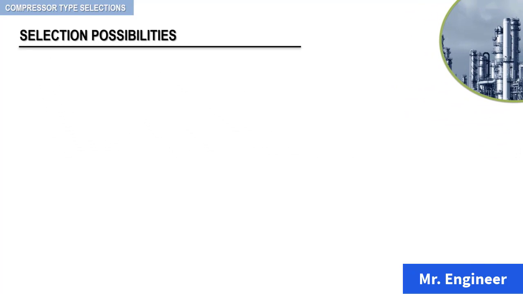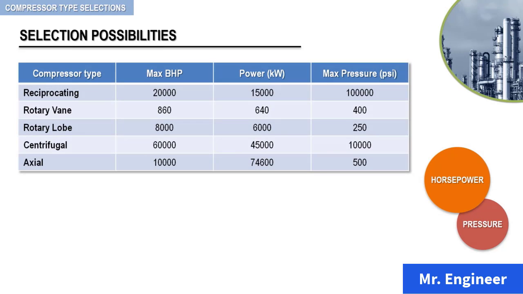For a quick review of compressor selection possibilities, it is best to consider only horsepower and pressure. The upper limits for each type of compressor are summarized in the following table. Here you can see the approximate application ranges for reciprocating, rotary, centrifugal, and axial flow compressors. Of course, these maximums are subject to certain limitations imposed by other factors and, under certain conditions, can be exceeded. Let's focus on the differences between reciprocating and centrifugal compressors.